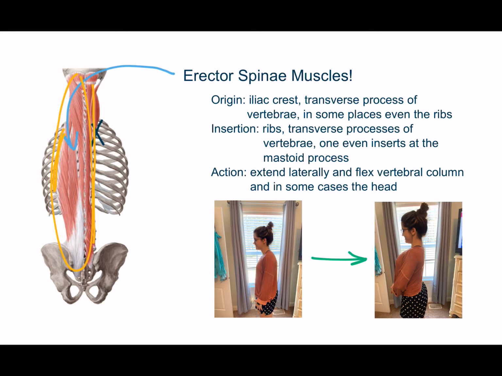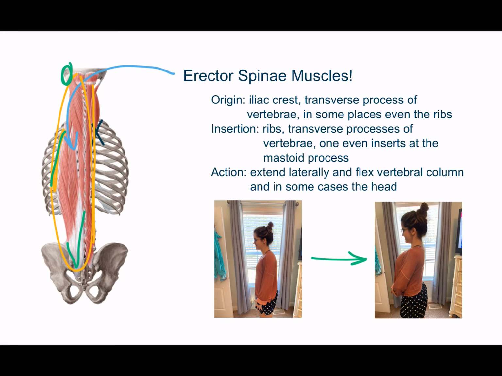Here, I'll go with a different color. You can see how many connections they make to different places. And they insert on the ribs and the transverse processes of the vertebrae, and one even inserts into your mastoid process, which again is up here on your temporal bone. So their action is to extend laterally and flex the vertebral column, and in some cases the head.